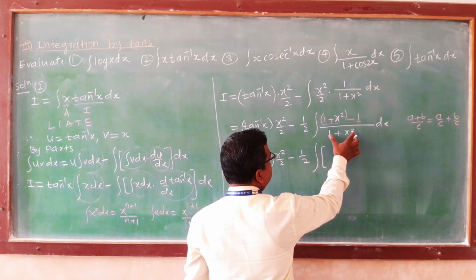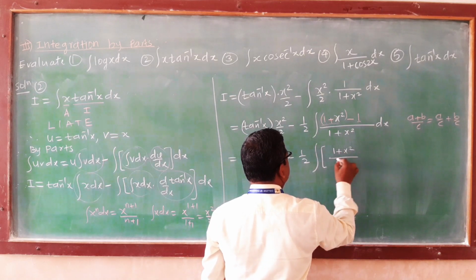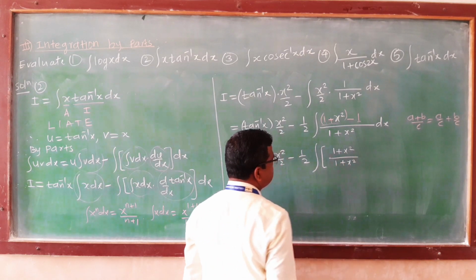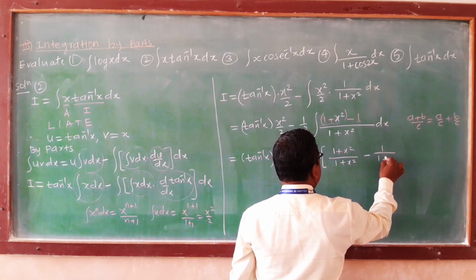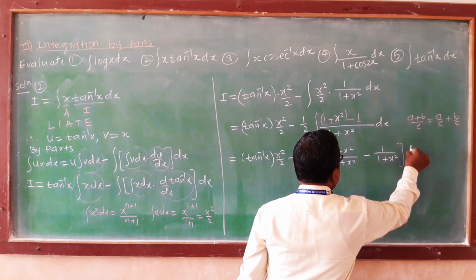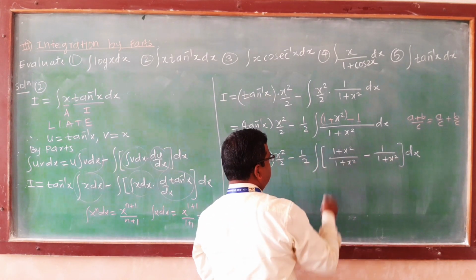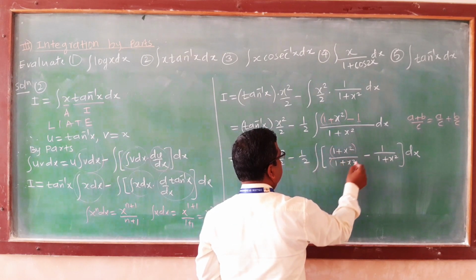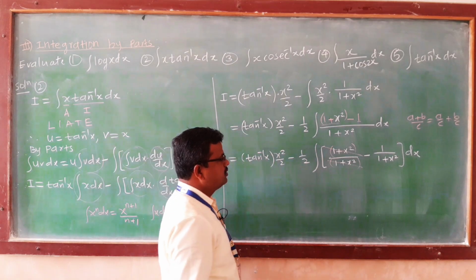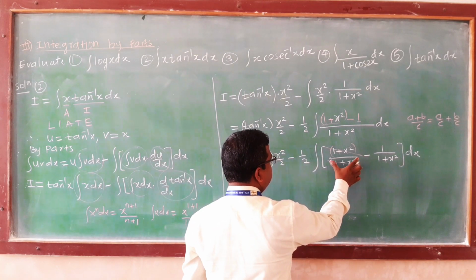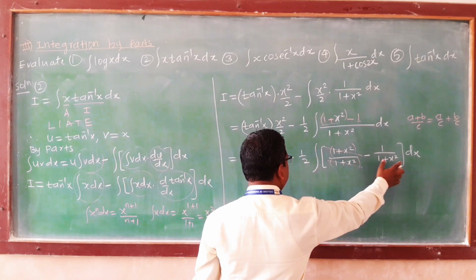Now divide the numerator separately: 1 plus x square upon 1 plus x square, minus this 1 upon 1 plus x square, with respect to x using this rule. Now this 1 plus x square upon 1 plus x square, these terms will cancel each other. Now here 1 will be left. Operate this integration over each term, over first and second term.